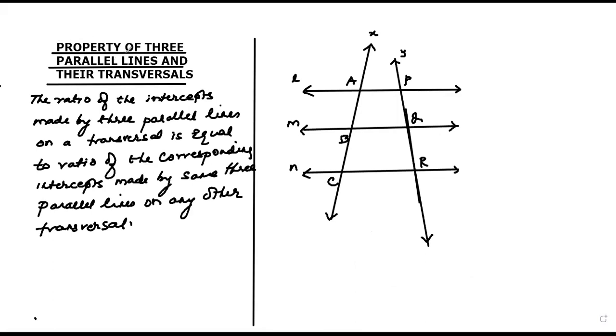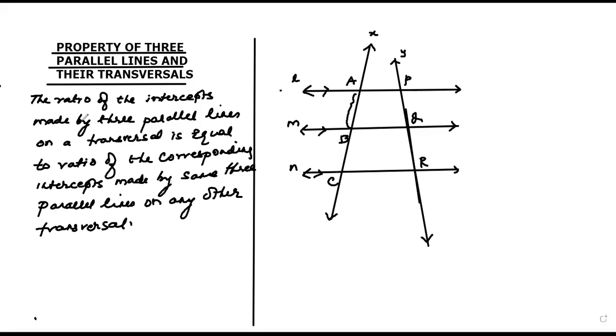This is the next theorem, children. Property of three parallel lines and the transversal. What it says is the ratio of the intercepts made by three parallel lines on a transversal. Suppose line L is parallel to line M, parallel to line N. These are three parallel lines. Can you see this X is a transversal? Now, the segment which lies on the transversal exactly between the parallel lines is called an intercept. AB is an intercept. BC is an intercept. Even AC is an intercept.